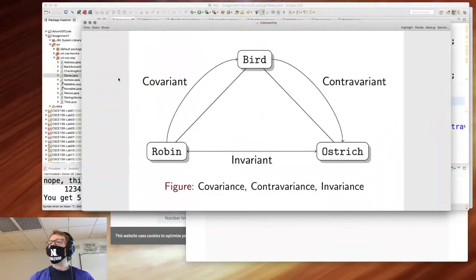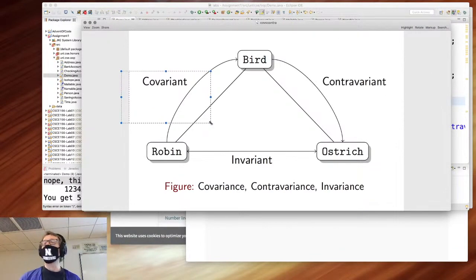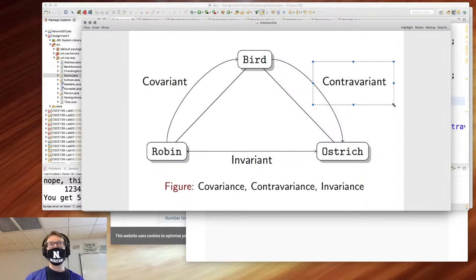So, covariance, always safe. Contravariance, it's safe if you look before you leap. Invariance, never safe. Right? You can treat a robin like a bird. Sometimes you can treat a bird like an ostrich if you check to see, is this bird an ostrich? Yep, okay, then treat it like an ostrich. But you can never treat a robin like an ostrich. Okay?